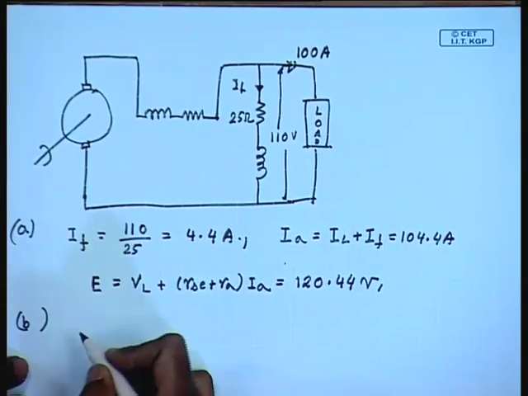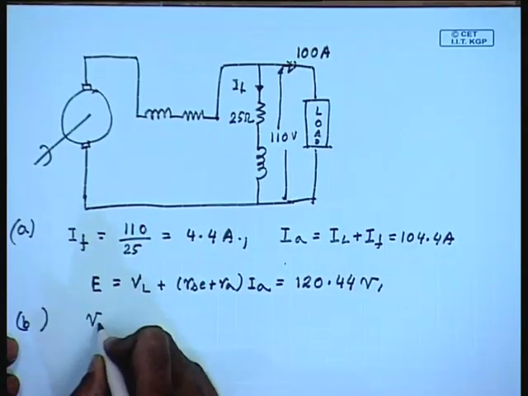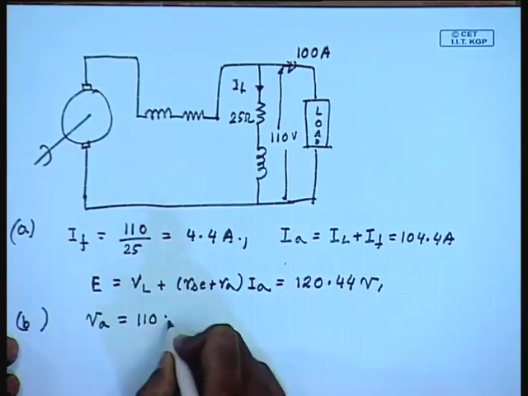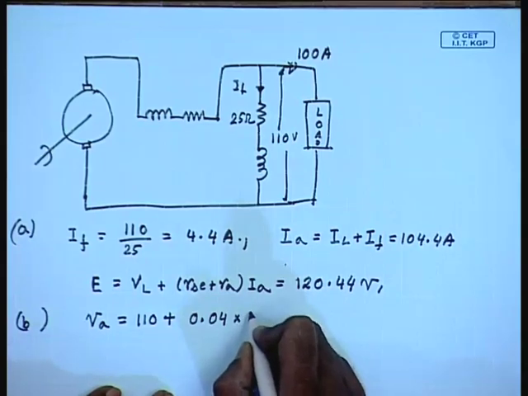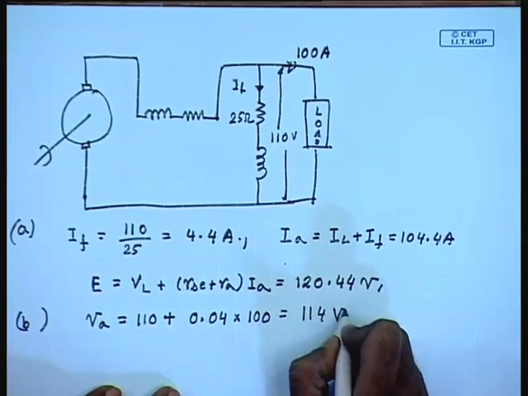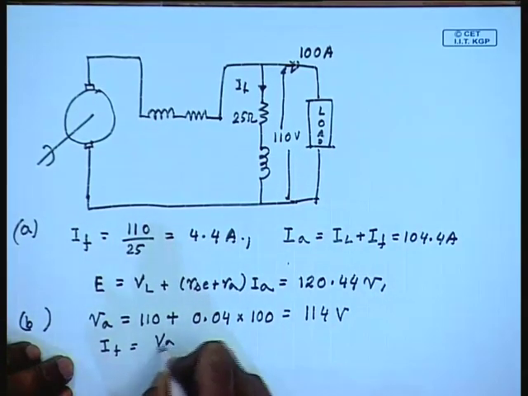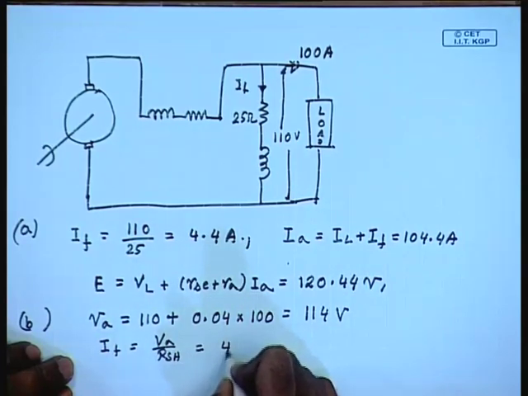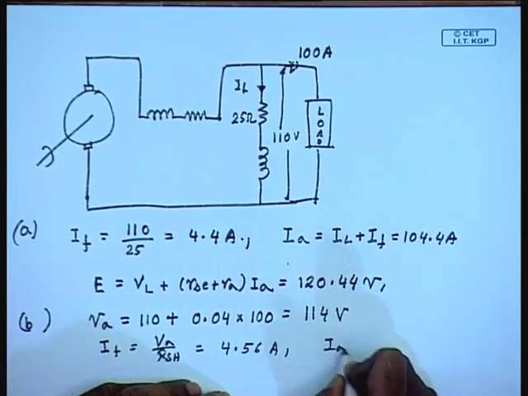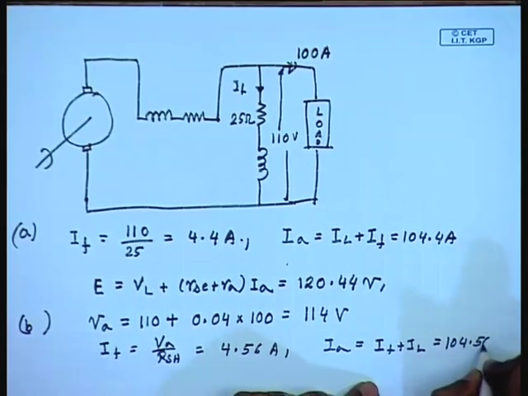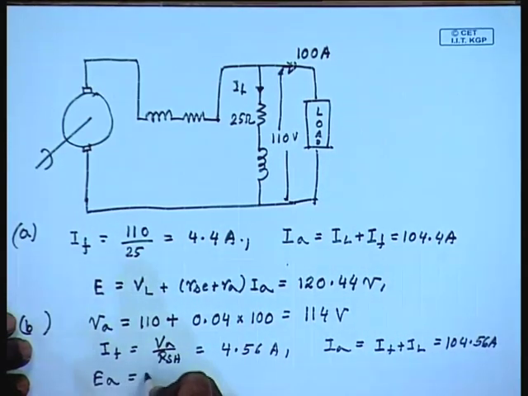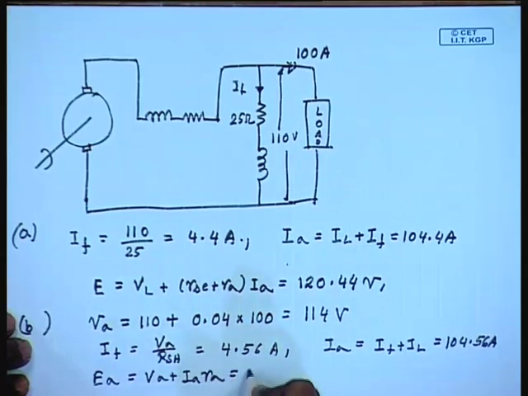For the short shunt, the armature terminal voltage equal to 110 plus series field resistance into load current. Field current IF equal to VA by RSH, which is 4.56 amperes. So, IA equal to IF plus IL equal to 104.56 ampere and EA equal to VA plus IA RA, which comes to 120.27 volts. So, that is how we can find out different parameters of compound generators. Thank you.